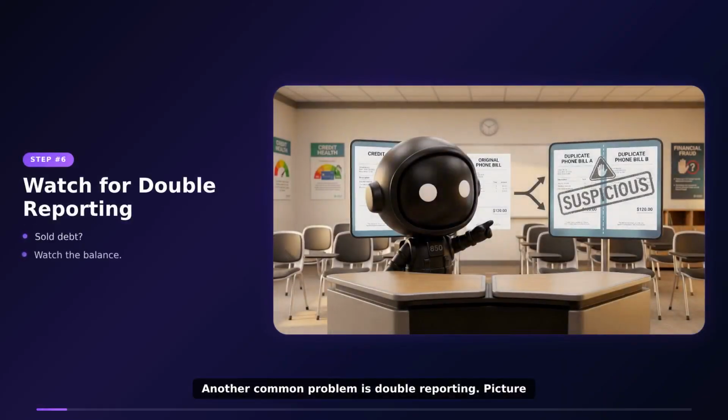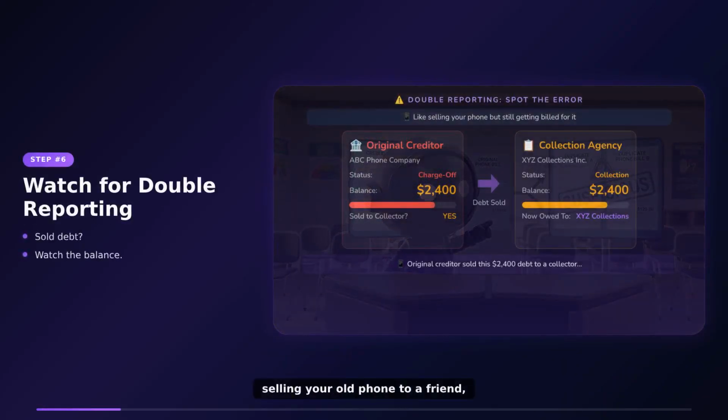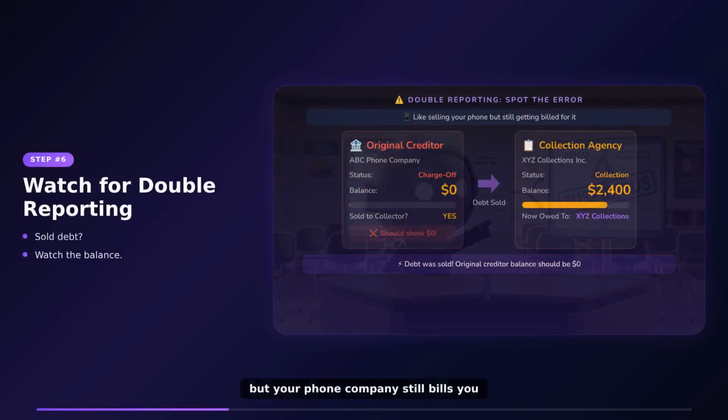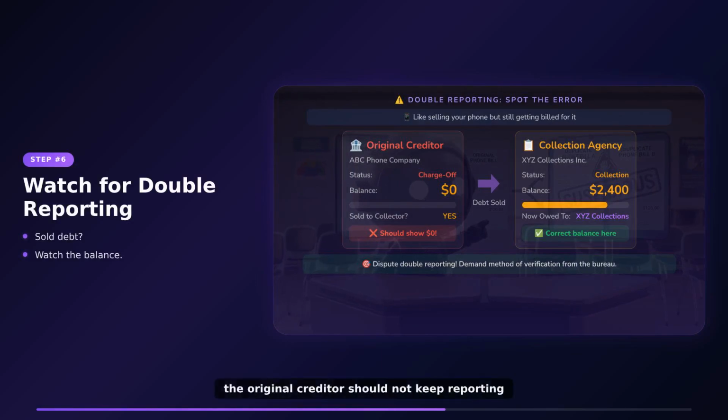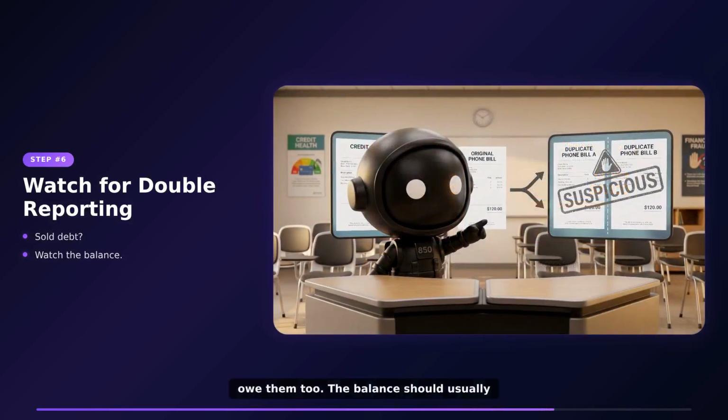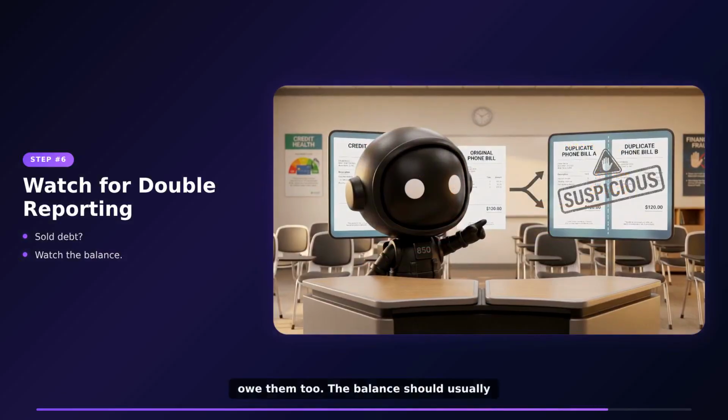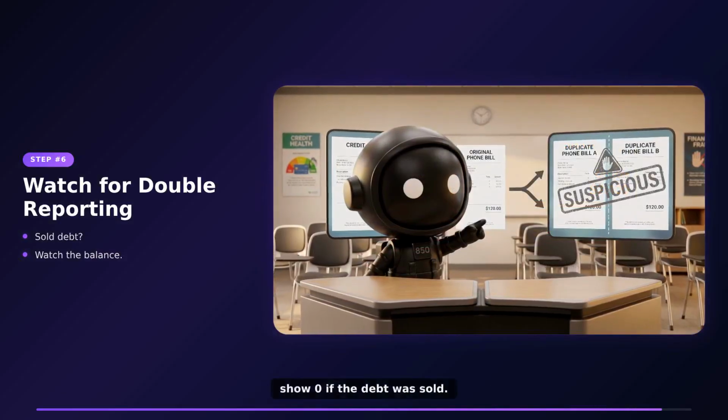Another common problem is double reporting. Picture selling your old phone to a friend, but your phone company still bills you like they own it. If the original creditor sold the debt to a collector, the original creditor should not keep reporting a current balance as if you still owe them too. The balance should usually show 0 if the debt was sold.